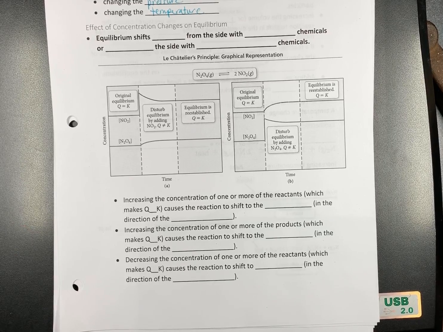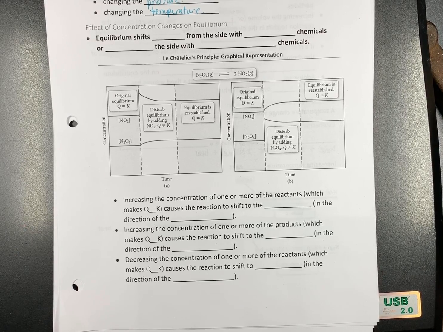All right, so let's talk about LeChatelier's principle. It's determining which way the reaction is going to go. If it's at equilibrium and you do something to change it, it's no longer going to be at equilibrium. This is not going away.